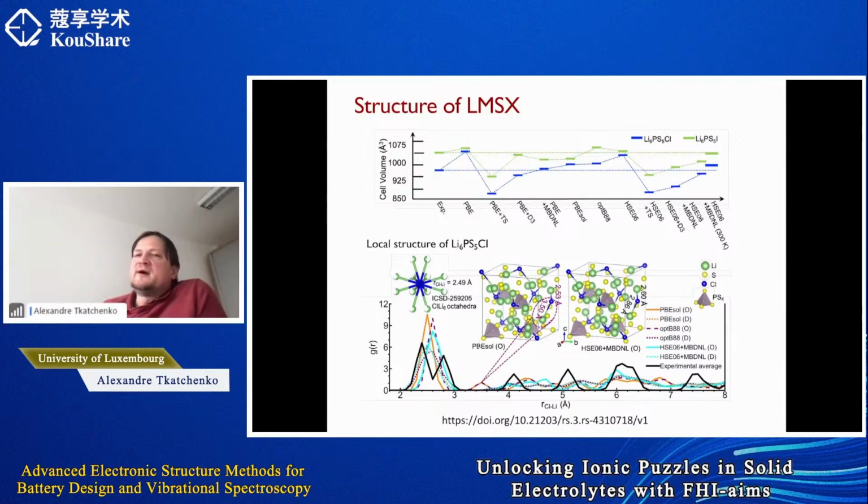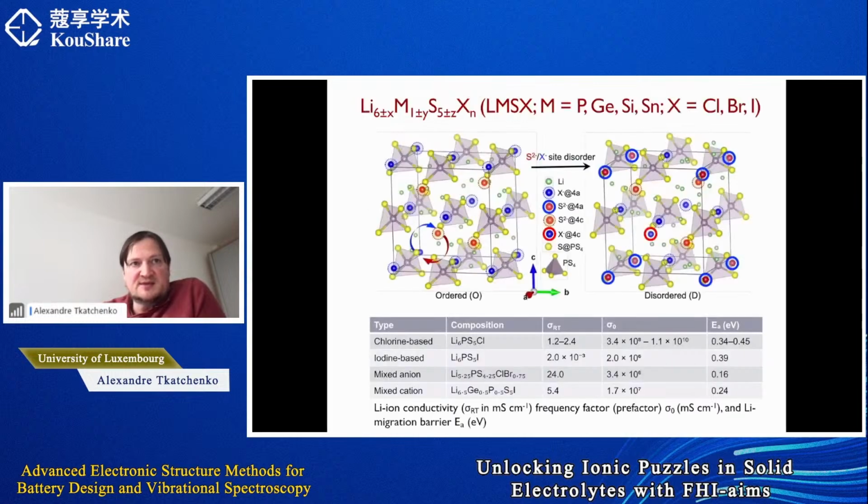So the disorder is actually a natural phenomenon that happens in these materials, and in fact, because the highest mobility is observed in these mixed anion materials, right? Disorder is something that actually helps. The disorder is specifically between the halogens and sulfur. Actually, what helps to maximize the mobility.